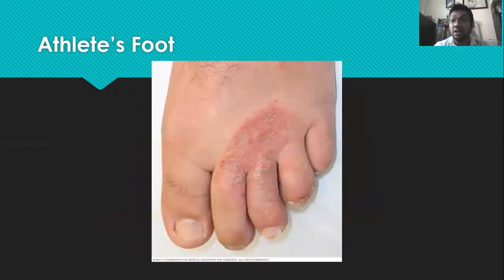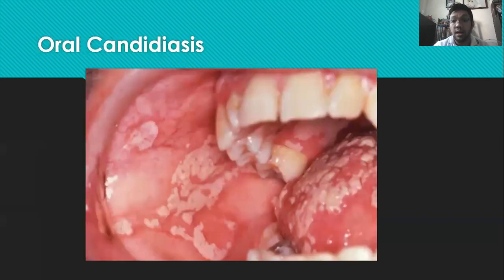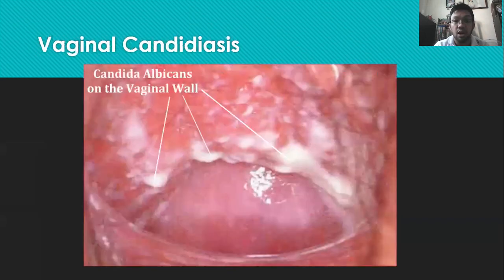You have the athlete's foot. That's why it's called the athlete's foot, because athlete's foot is sweaty. If you do not wash your feet after doing an exercise or doing sports, you can have this. Oral candidiasis looks like this. The oral thrush. It's a white lesion found on the oral cavity with the tongue.